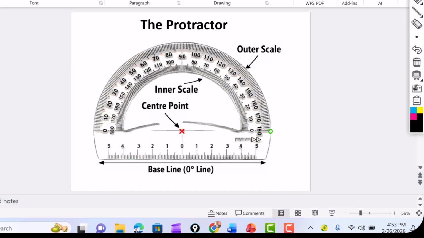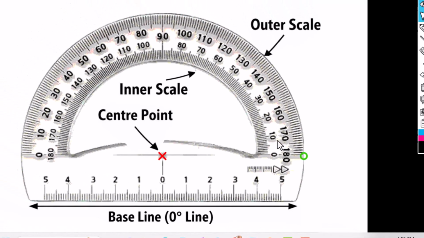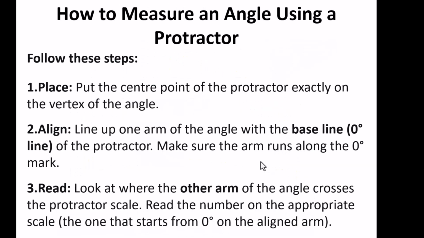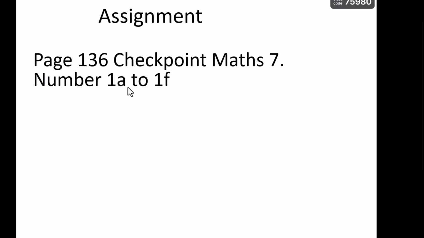Okay, this is our slide. Let me make the slide come out well. Okay, now this is the slide. So this is how to use the protractor. Take note of this step again and follow the instruction I did. Then finally, this is the example we did in class. Go to your checkpoint textbook. Please, this is checkpoint maths, not new general math. Go to page 135. You will see example there. Measure the example and write your answer using your protractor. Then come here again.